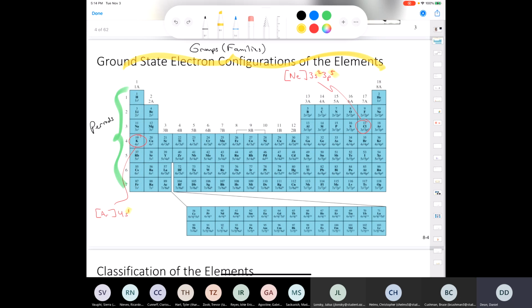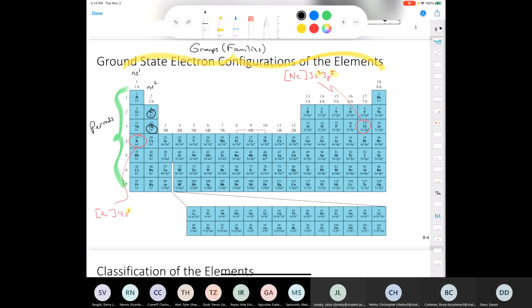Why is that? The reason is because they all have the same number of valence electrons, right? They all have an outer configuration of ns1. Look, we have 1s1, 2s1, 3s1, 4s1, and so on. If you look at group 2A, they all have an outer electron configuration of ns2, right? 2s2, 3s2, 4s2, 5s2, and so on.